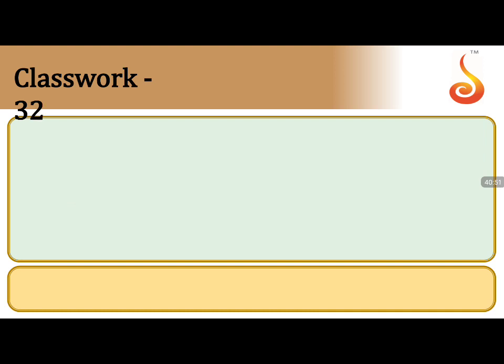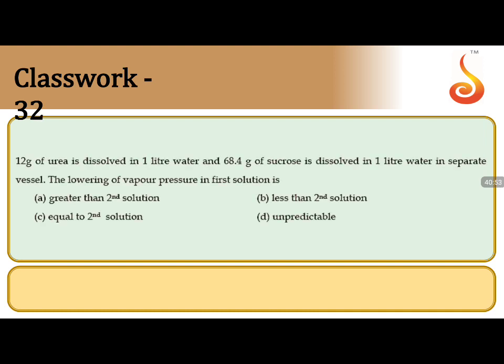So coming to the 32nd question. 12 grams of urea in 1 liter of water, and 68.4 grams of sucrose in 1 liter of water. The lowering of vapor pressure in the first solution is related to the second solution. If you take urea, 12 grams by molecular weight of urea 60, this is your number of moles. For sucrose, 68.4 by 342, this is the molecular weight. So N2 will be equal to 0.2 moles. N1 will be 12 by 60, so 0.2 moles.